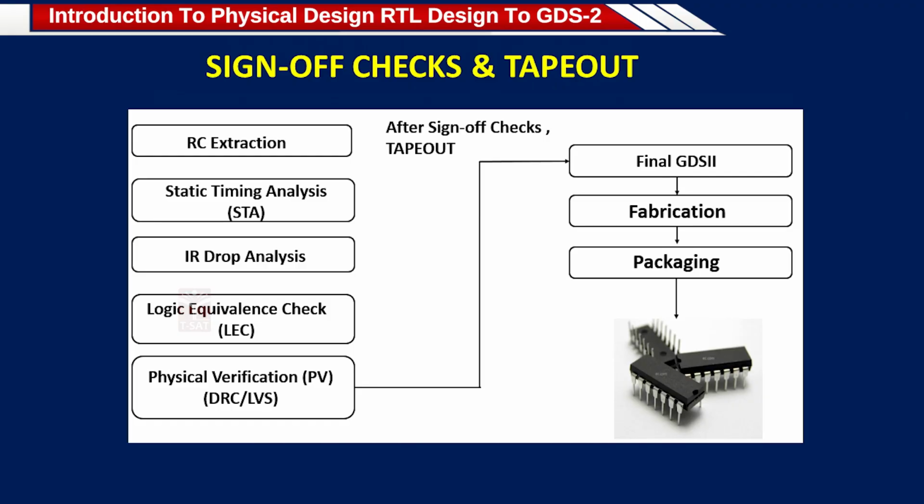Sign-off checks summary. First is RC extraction. Whatever timing you have been seeing as a part of place and route so far, in post-route optimization, which means timing optimization, there also we have the resistance and capacitance of the nets. But now that is not sufficient. We have to go for a separate extraction called sign-off RC extraction, from where you will get the resistance and capacitance for each and every wire.